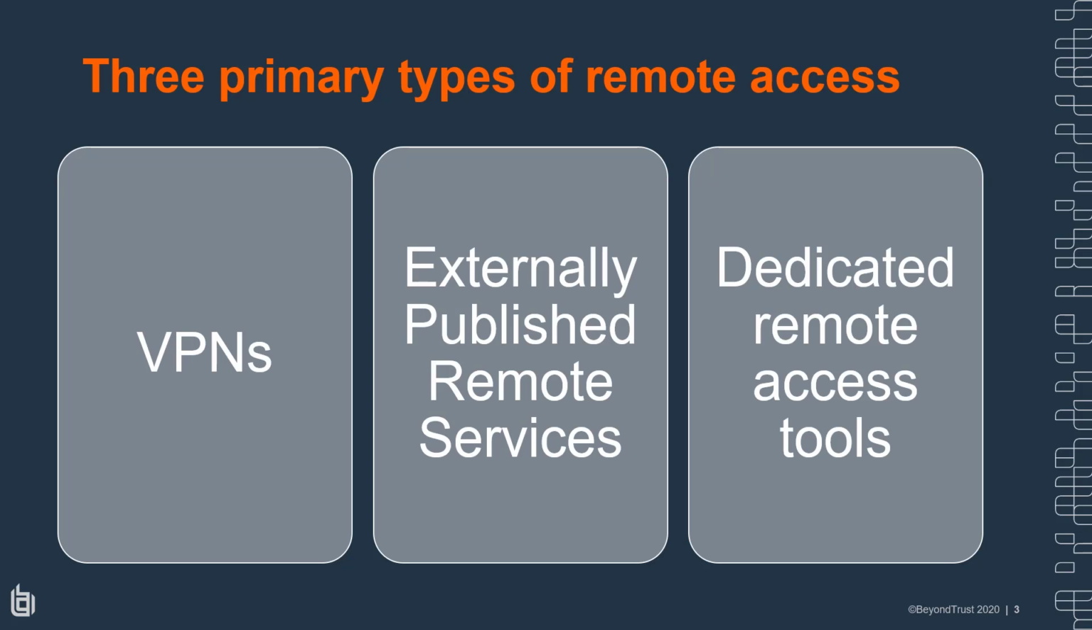Based on previous experience, I've just broadly defined the three major types of VPNs. The first being tunneling VPNs. Most of us have been exposed to these, and they're either a split tunnel or a dedicated connection to the network. Thereafter, we have externally published remote services and dedicated remote access tools, which is basically software that allows you to directly connect to systems or applications. So we will walk through these, help you understand some of the risks that they pose, and dive into possible attacks and how to mitigate those risks.